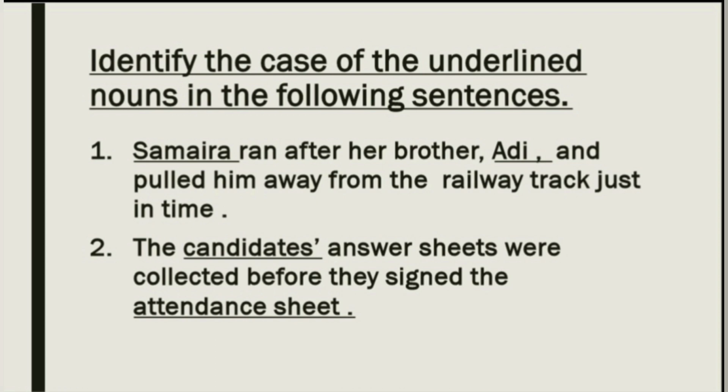The next sentence goes like this: the candidates' answer sheets were collected before they signed the attendance sheet. So candidates, the sheets of the candidates. Therefore candidates is a possessive case because it is showing the ownership of a noun. Before they signed the attendance sheet, the attendance sheet is objective case because it is functioning as the object of the verb signed. An objective case can be used as the object for a verb or a preposition.